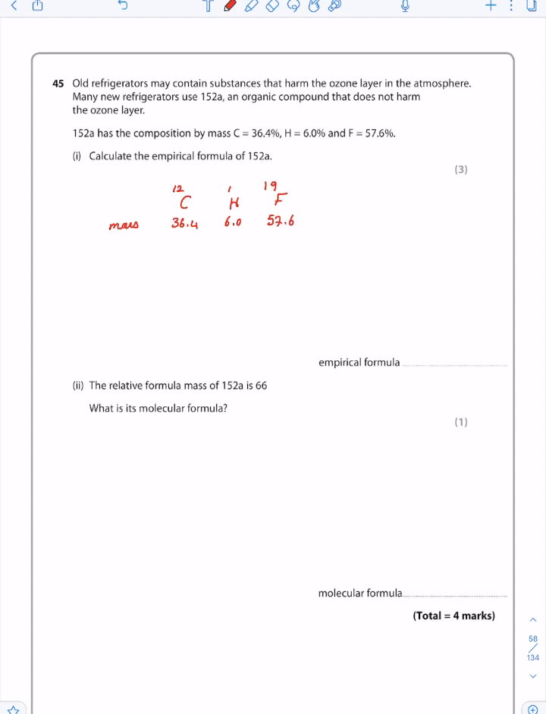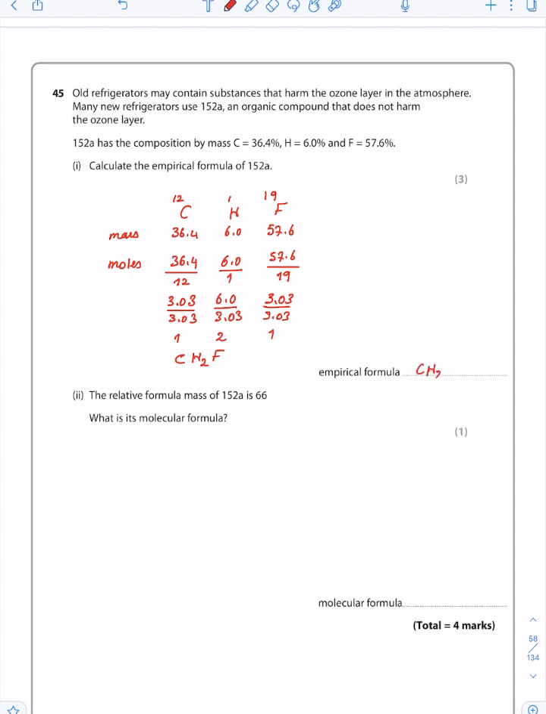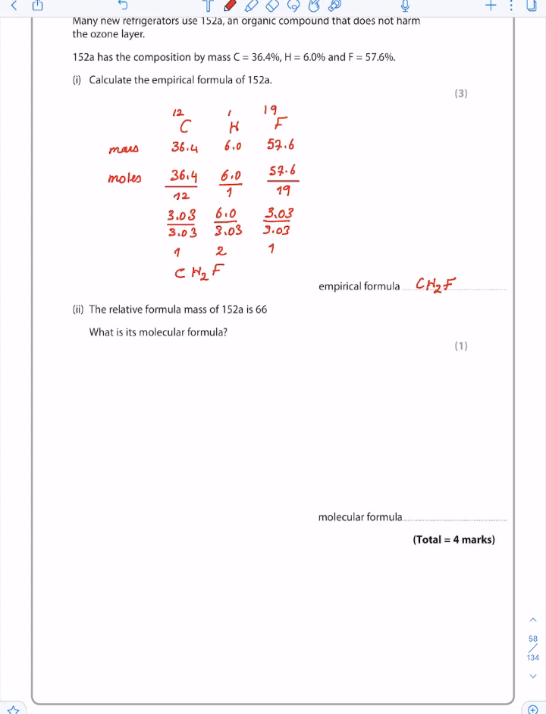We have the masses, so we convert the masses to moles by dividing: 36.4 over 12, 6 over 1 and 57.6 over 19. The first one, 36.4 divided by 12, gives 3.03, the second one is 6.0, and the third one, 57.6 divided by 19, gives 3.03. We can write 3.03 as 3. The ratio is 1 to 2 to 1, so the empirical formula is CH2F. The relative formula mass of 152A is 66.